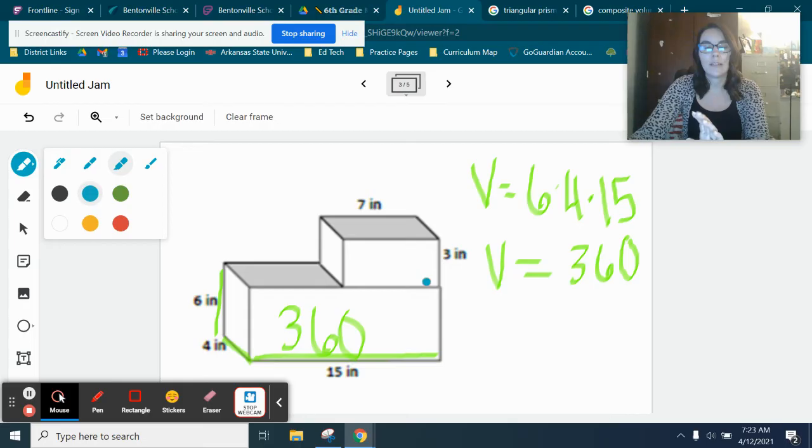Okay, what do you think? We have the length, right? We have this dimension, and we have our height. But what do you think the width is?